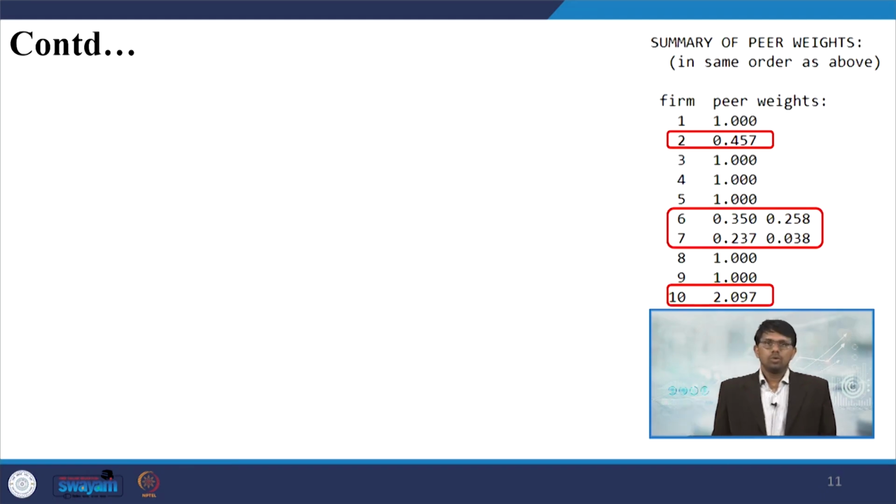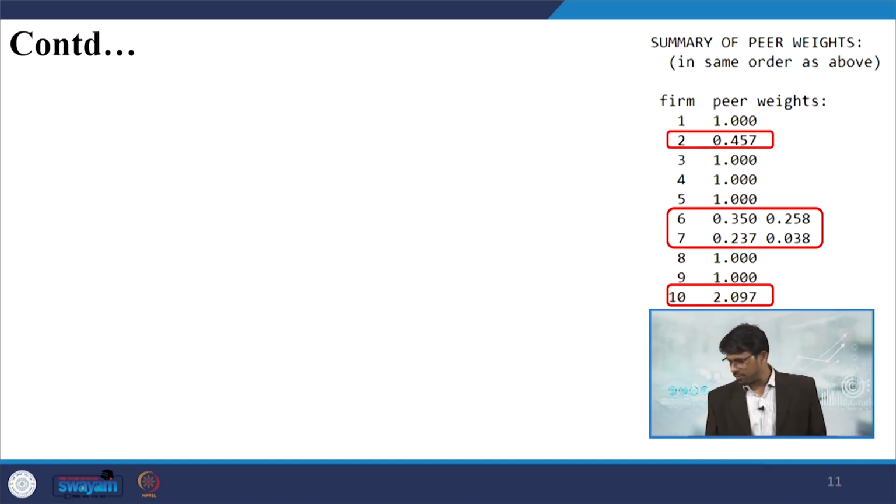Now, as I already said, peer weights are important. It is not just one firm that is being competed or confronted with. So, there are multiple competitions. So, weights need to be taken carefully. Okay. So, we will explain those weights.